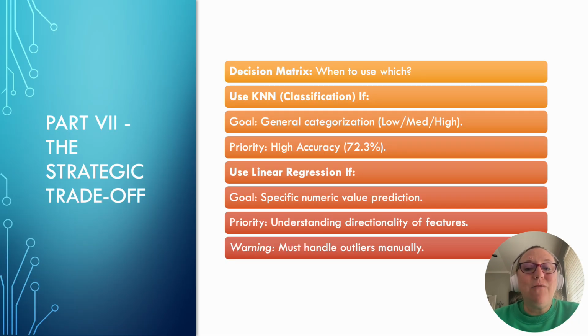This brings us to the final strategic trade-off. Which model should we choose? If the business objective is to simply categorize wines as high or low quality, the KNN classifier is the preferred choice due to its superior accuracy of over 72%. However, if the business demands a specific numeric score, we need to use linear regression, but we must implement guardrails to catch impossible predictions like the 12.7 score we saw earlier.